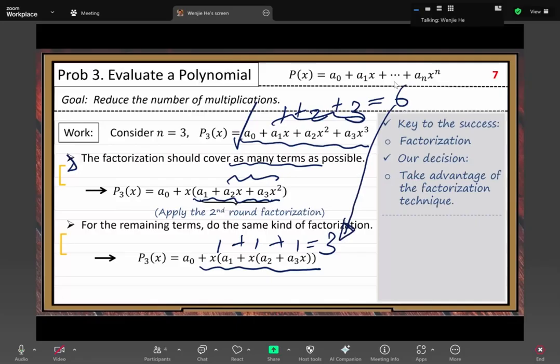You can see in the previous example, the reduction from 3 to 2, only 1 multiplication reduction. But here, it's a 3 multiplication reduction, because we can do more factorization. In this example, we can do 2 rounds of factorization, covering more terms. That's the reason our reduction is larger here. The previous one had only 1 round but covered fewer terms.